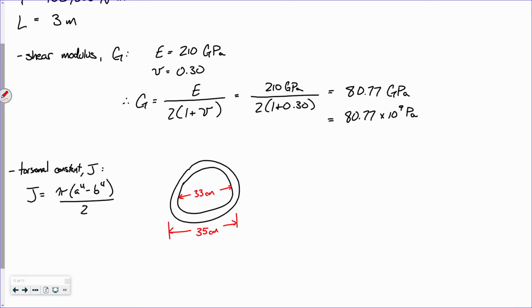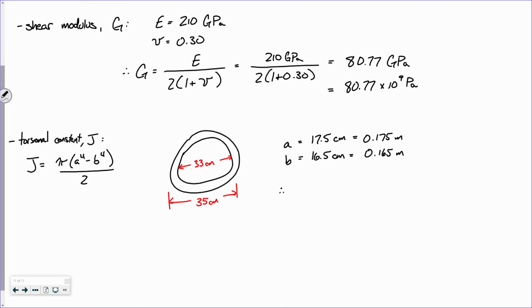Make sense? So, A and B are the radii. A is going to be 17.5 centimeters or 0.175 meters. B is going to be 16.5 centimeters, which is 0.165 meters. This is an exercise in unit conversion, let me tell you.